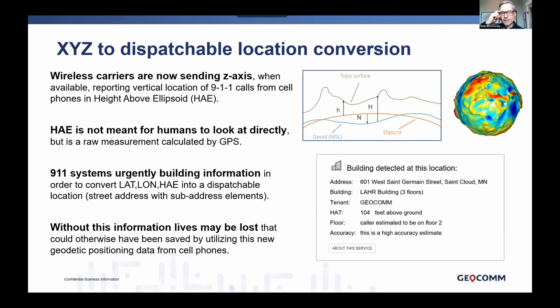Now, the catch here is that the vertical information they're required to send, the Z-axis information, is in a measurement called height above ellipsoid. Height above ellipsoid is a common way that GPS receivers determine or communicate elevation or altitude information. However, it's not really meant for humans to look at directly. The ellipsoid is a mathematical representation of the Earth. It's not a topographic replica of the Earth. It's a mathematical, smoother surface that roughly approximates the spherical surface of the Earth.